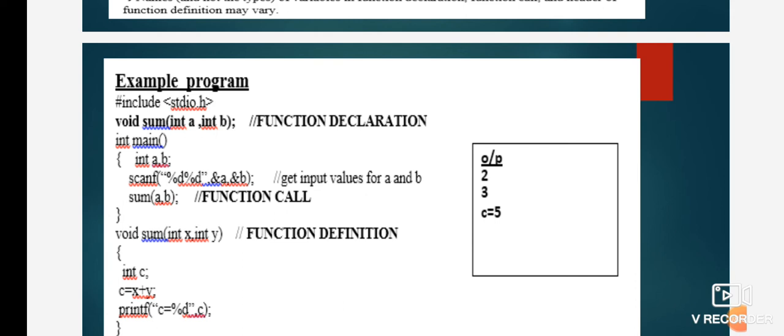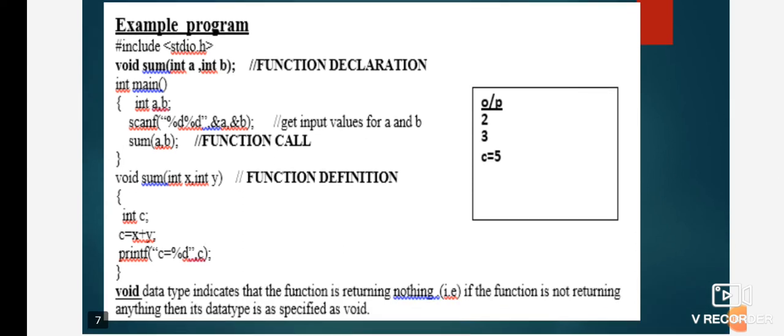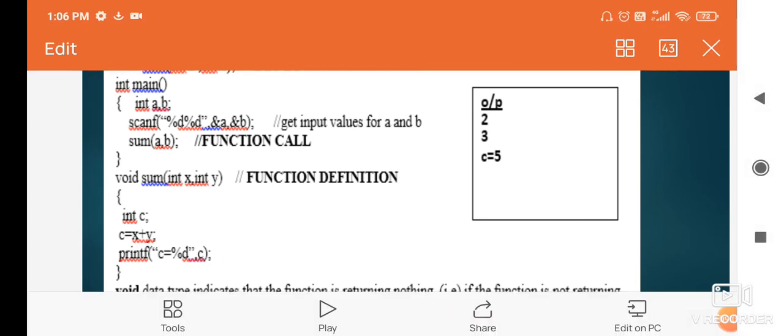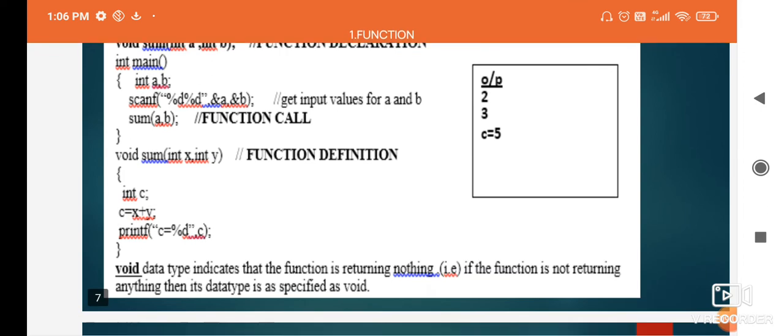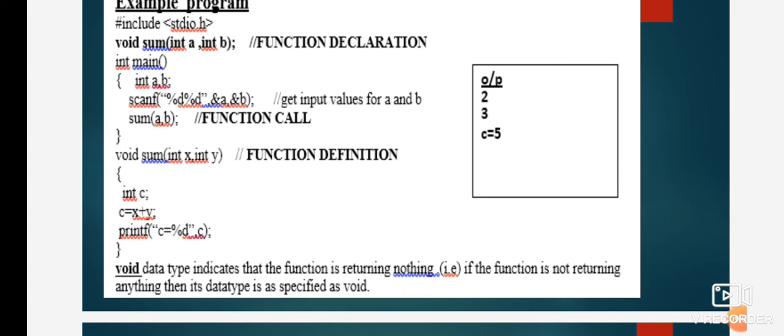So here we define the particular function, that is the function definition. Then we use another variable, integer c. Then c is equal to x plus y, print c. So we assign the variables a and b to x and y. The output: a is 2, b is 3. So c is equal to x plus y means 2 plus 3 is equal to 5. The output of c is equal to 5.